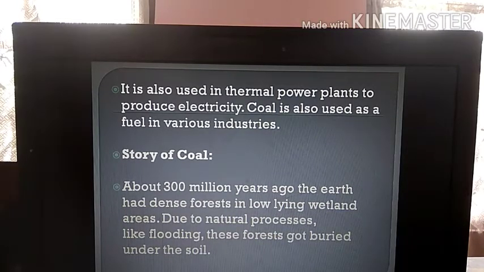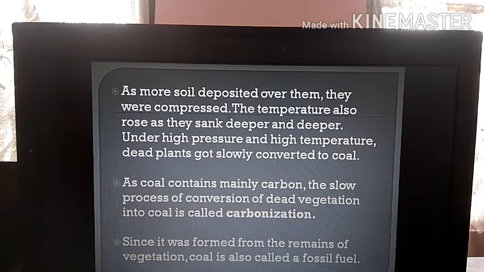Due to natural processes like flooding, these forests got buried into the soil. So because of flooding, what happened to these forests? They sank or were buried into the soil because everything was covered with water. As more soil deposited over them, they were compressed. So they were sandwiched, basically. All the forests were under the soil.